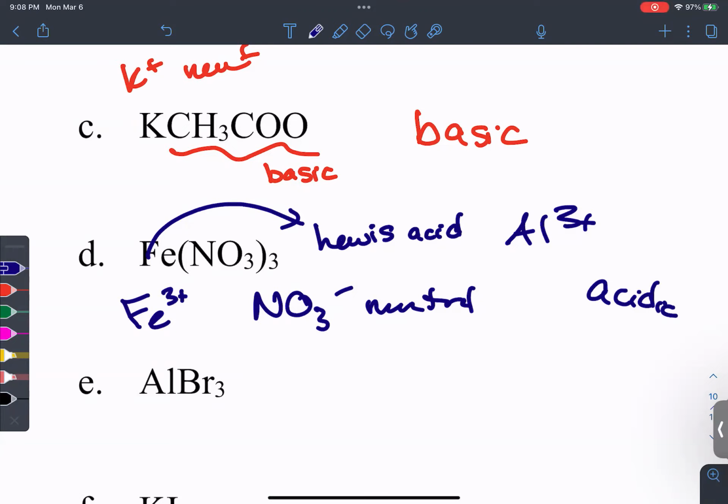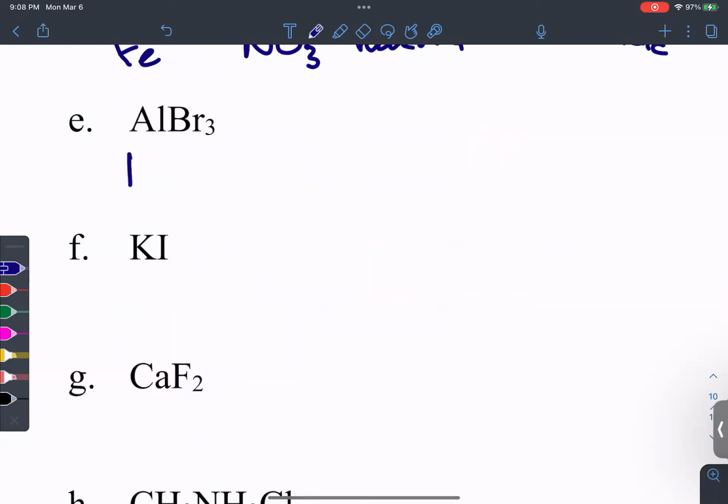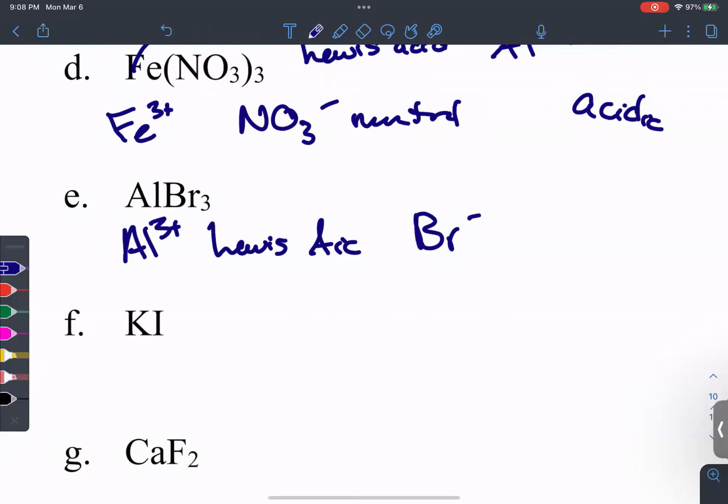The reason iron 3 plus is a Lewis acid is that it's highly charged, so it has 3 fewer electrons. It doesn't have that many electrons, so it can really only be an electron acceptor, which is what Lewis acids are. All right, let's keep going. Aluminum bromide. Actually, this one's the same idea. Aluminum 3 plus is a Lewis acid as well. Br minus is what? That would be neutral because HBr is a strong acid.